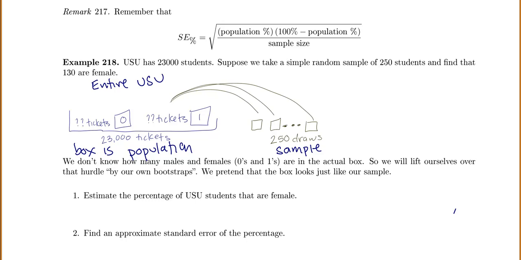Now notice inside the box, I do know that there's 23,000 tickets total, but it didn't tell me how many are male or how many are female. So I don't know the ratio of these tickets. And so we don't know how many males or females, zeros and ones, are in the actual box. So what we do is we lift ourselves over that hurdle by our own bootstraps, is the term we like to use. To do that, basically we just pretend that the box looks just like the sample. Now pretend is a key word there, but we pretend that the box looks just like our sample.